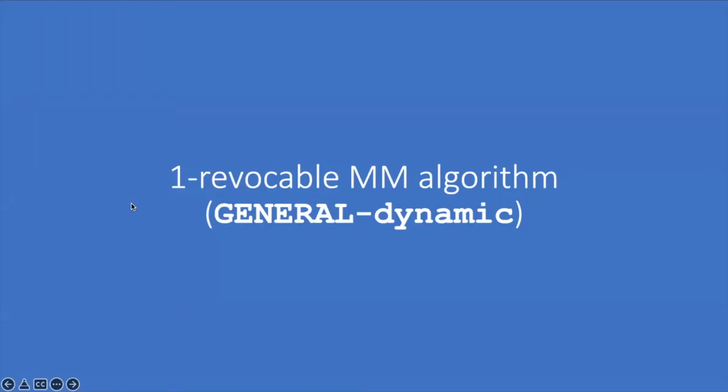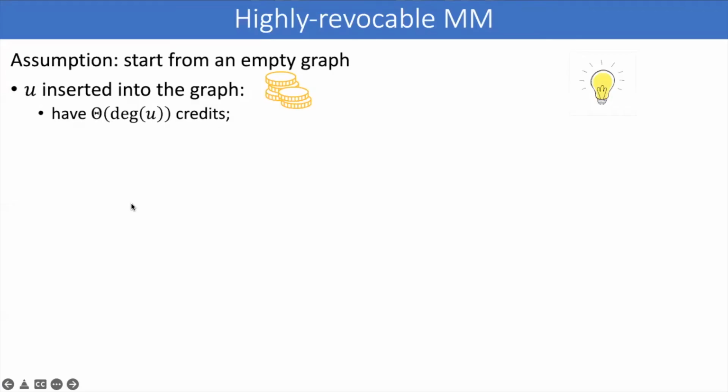In this talk, I will only go over our result on one-revocable maximal matching. The first algorithm that we present has a high bound on the recourse, but it contains the main ideas behind the one-revocable algorithm. And then I'll show the insights required to achieve one-revocability. I'll start with the main intuition behind the algorithm.